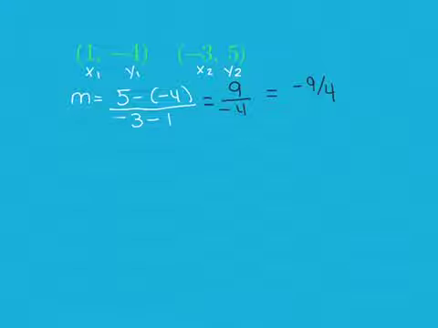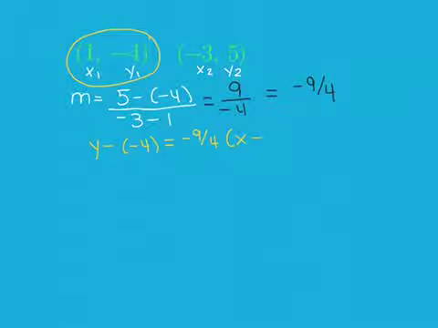So we're going to use that slope in either point. Again, I'm just going to use the first one because I've already labeled it. We're going to put that into point slope form. So y minus negative 4 is equal to m, which is negative 9/4, times x minus 1. Again, we can simplify over here to make this y plus 4.